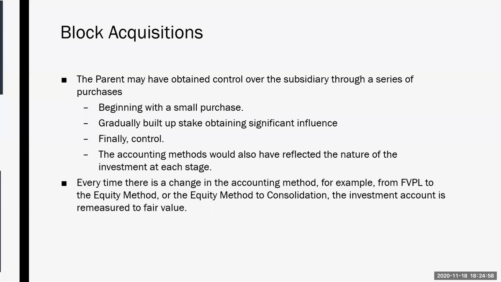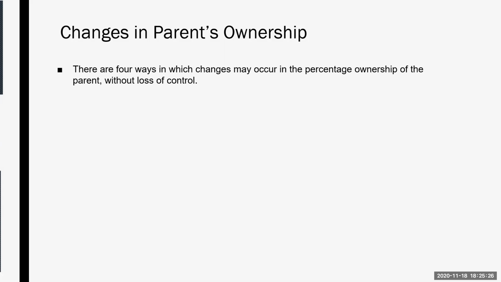Our discussion in topic 13 is going to be focused more on changes in the parent company's ownership, where the parent company retains control. So we're not talking about a loss of control scenario or a new acquisition of control scenario. We're talking about a change in the percentage ownership of the parent company. There are four ways in which that can happen.